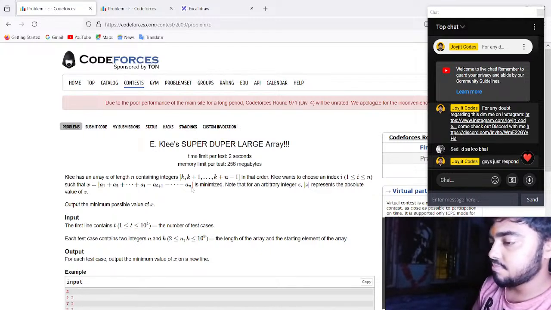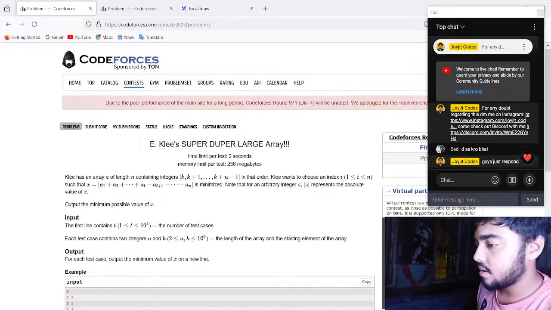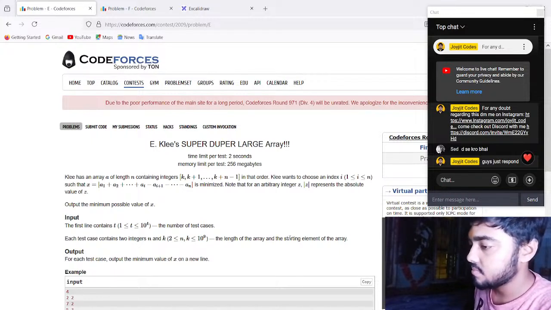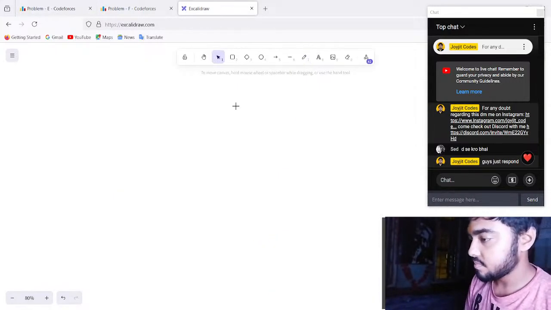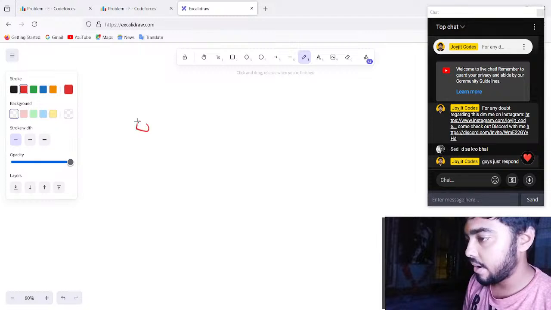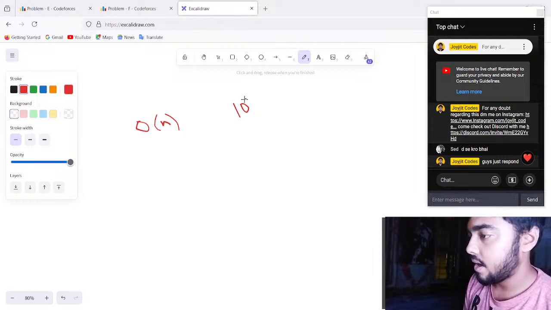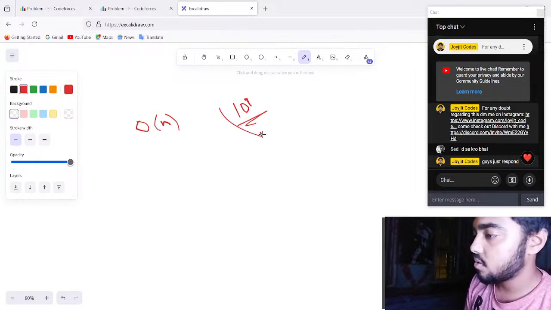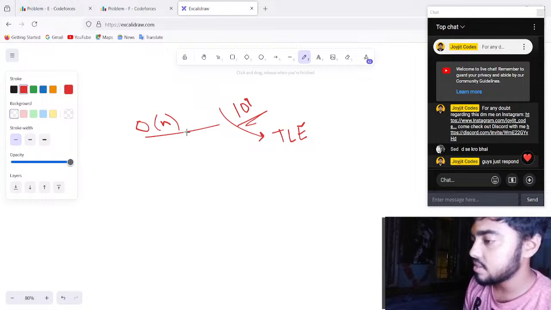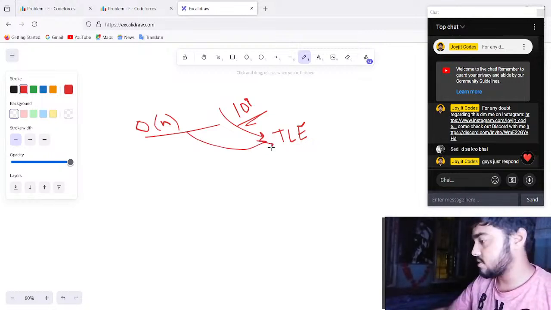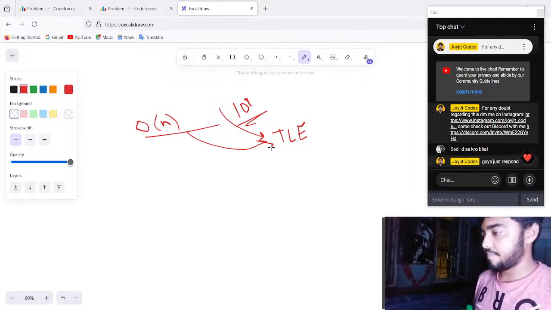Now if we go for a normal big O n approach, like constructing an array, it is going to take us a complexity of 10 to the power 9. So if we make an array of size 10 to the power 9, it will be big O of n, costing us a time of 10 to the power 9, and we know that 10 to the power 9 is always going to give us a TLE. So if big O n is going to give us a TLE, what is going to save us? You have to think about what is going to save us.